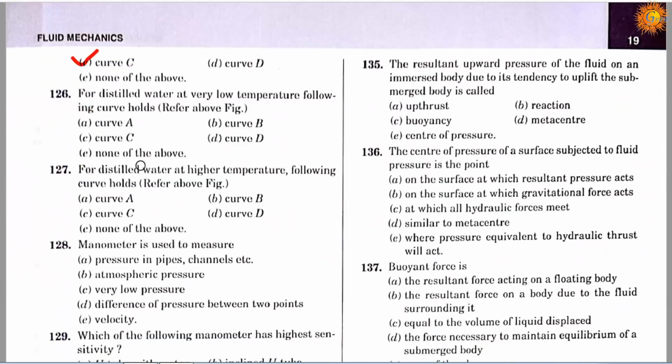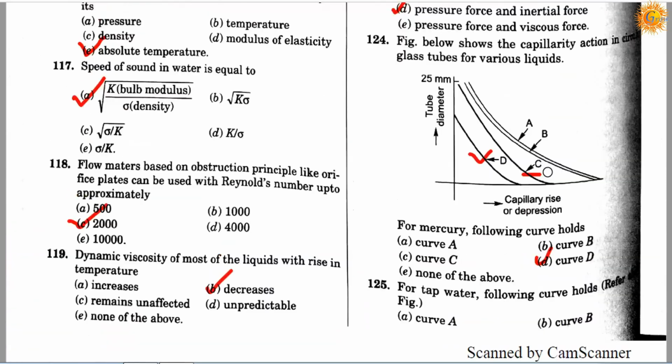Okay. Question number 126. For distilled water at very low temperature, the following curve holds. Refer to the above figure. Option A is curve A, option B is curve B, option C is curve C, option D is curve D, and option E is none of the above. So the correct answer is A. Curve A belongs to distilled water. So this curve, this one, belongs to distilled water.